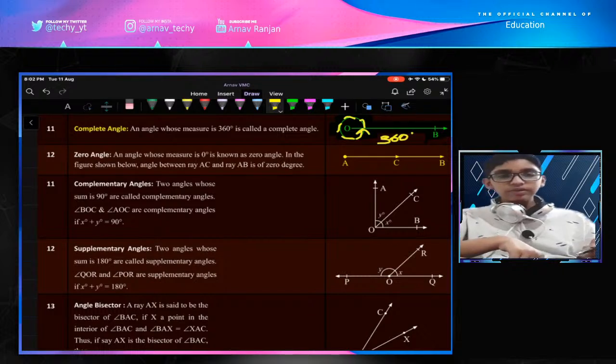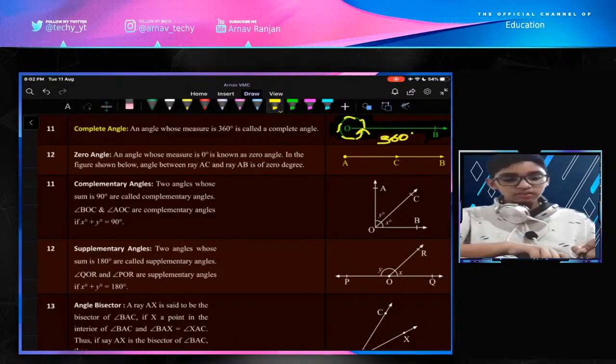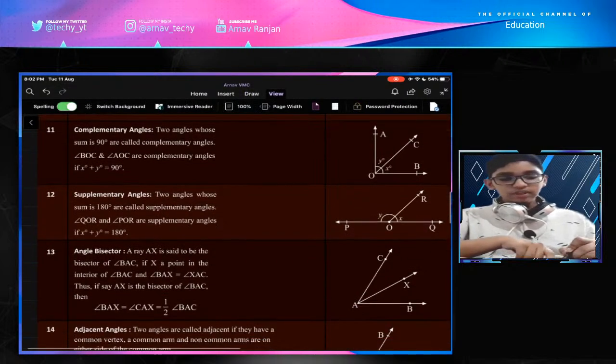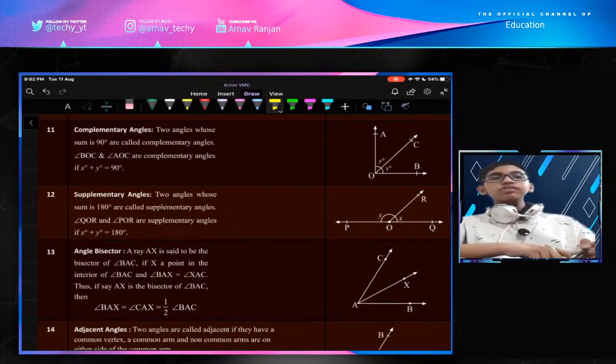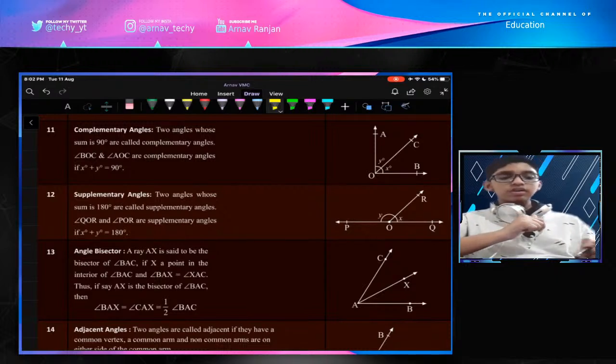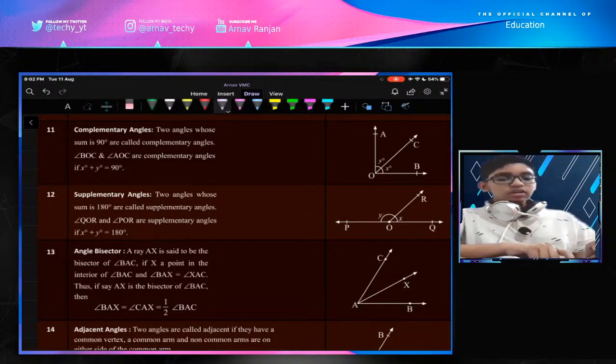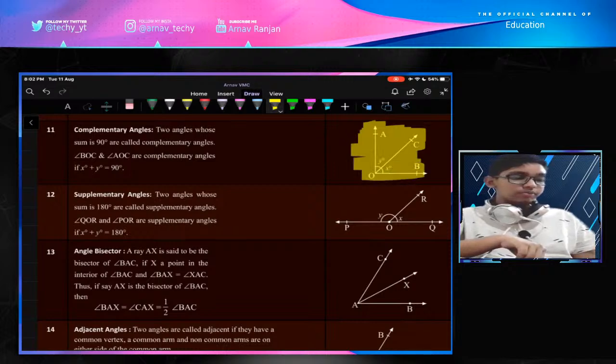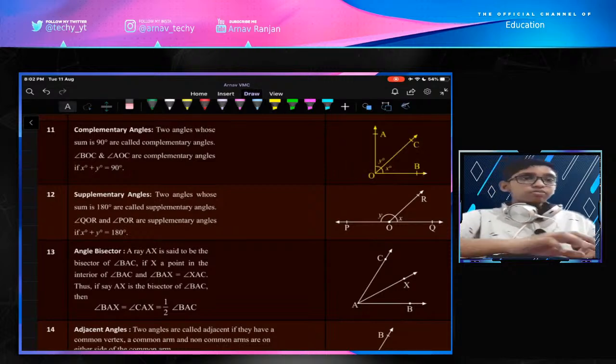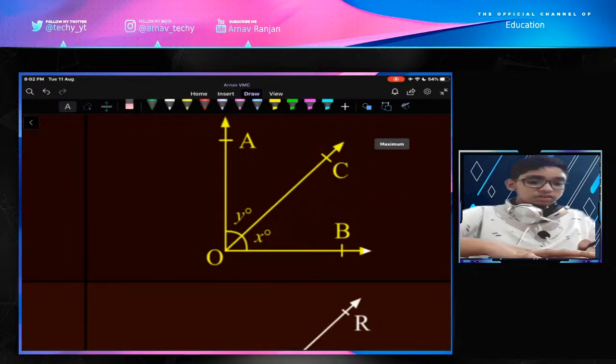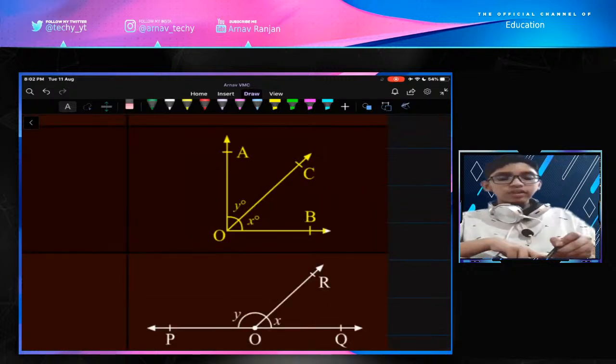Next we will talk about the complementary angle. What is a complementary angle? The two angles whose sum is 90 degrees are called complementary angles. Here this angle is complementary. I will zoom in a bit. Okay, I have zoomed in.